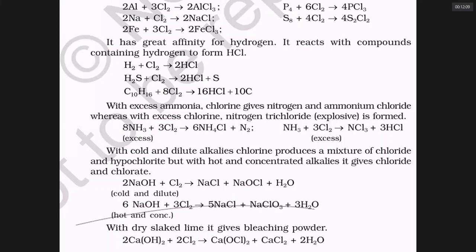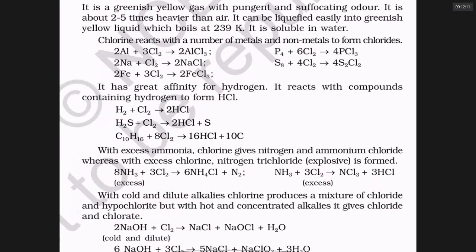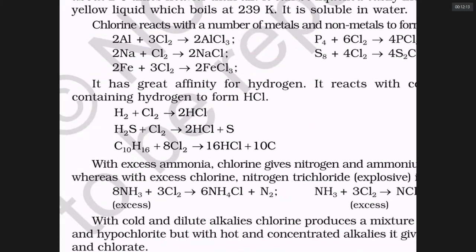Now notice the reactions of chlorine with many compounds like hydrogen, hydrogen sulfide, and camphene. You will always get hydrogen going out with Cl as HCl, and the other element is left out. For example, in H2S, sulfur is left out. In C10H16, carbon is left out.